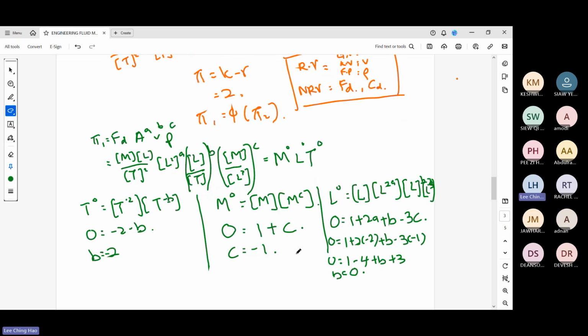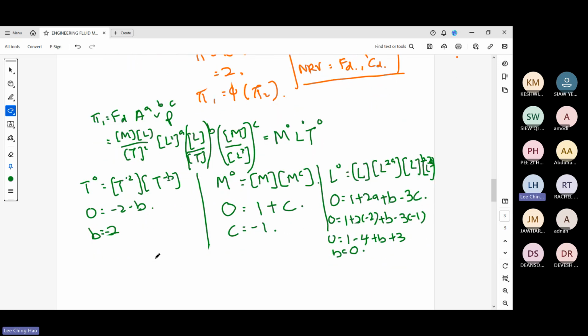Once you get A, B, C, you just rewrite pi 1 equals to F. Oh, sorry, you got B. I made a mistake. What I know is the B, it's not A. The negative 2 is on B.